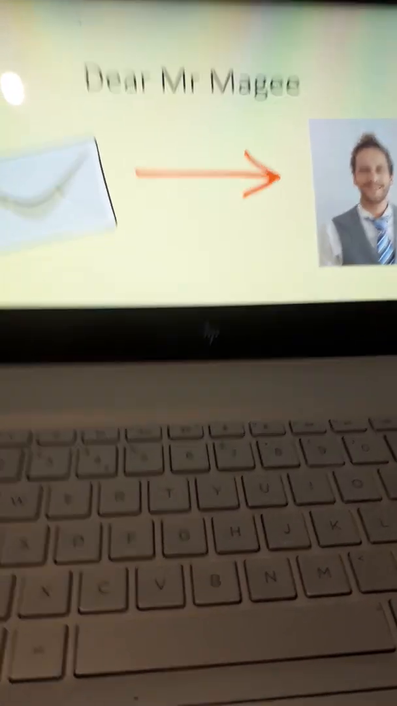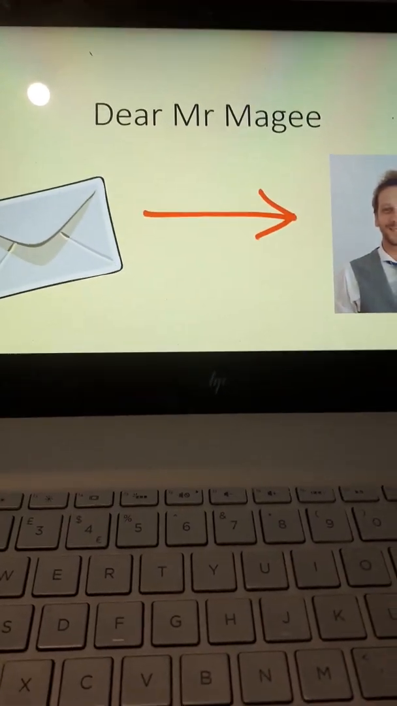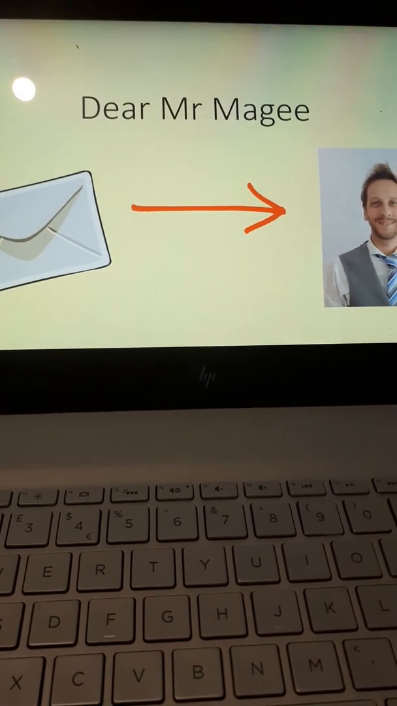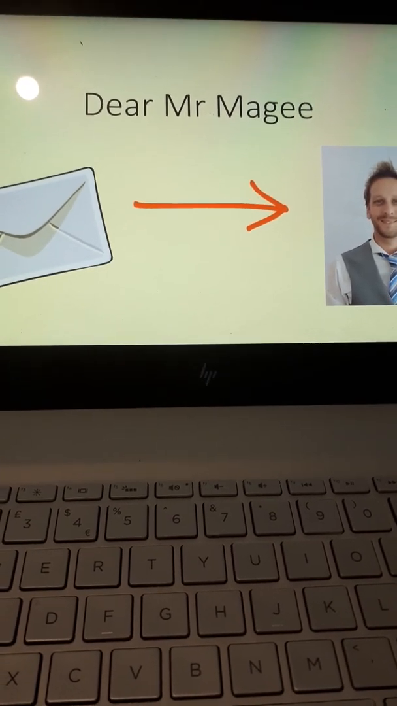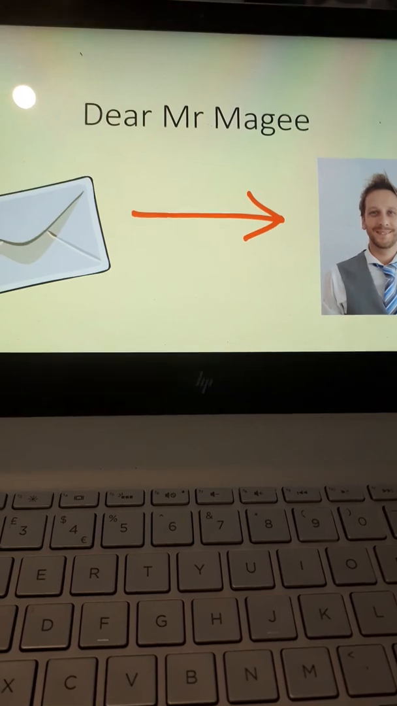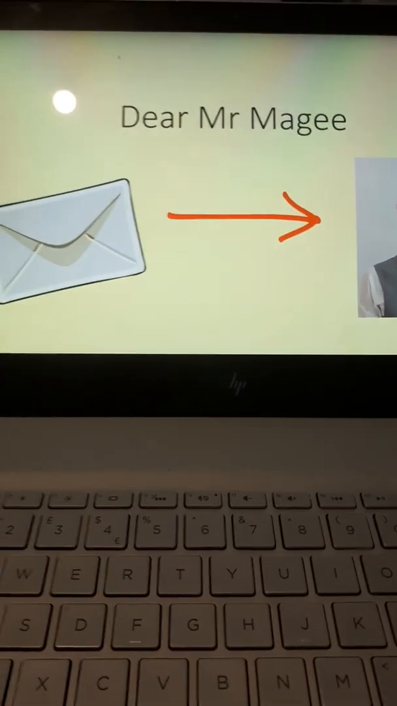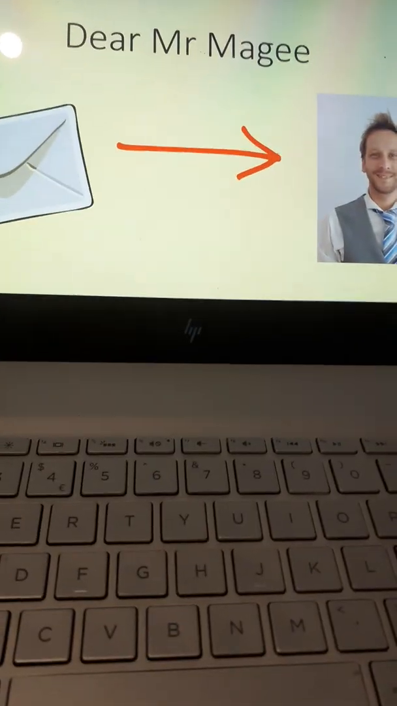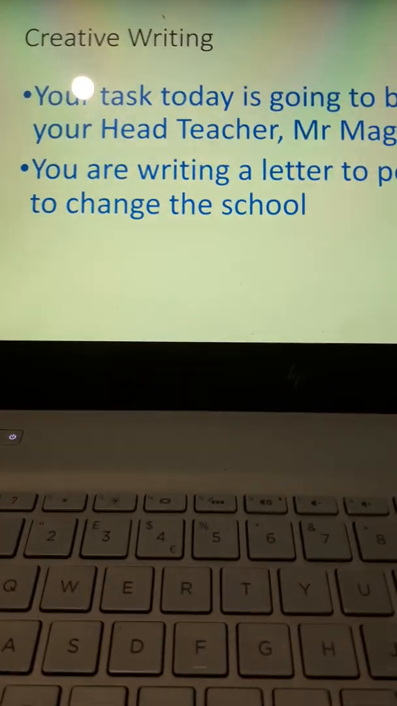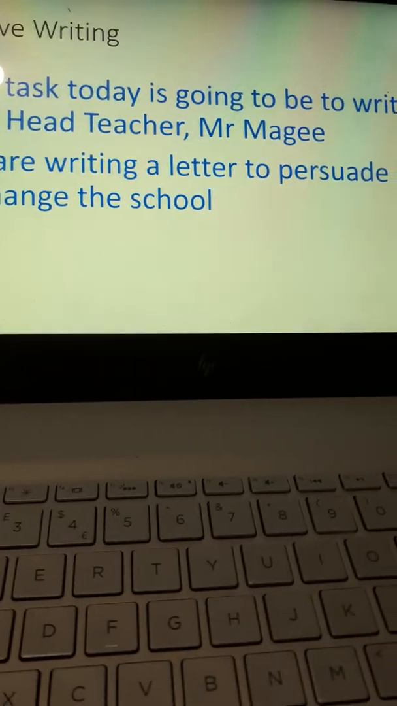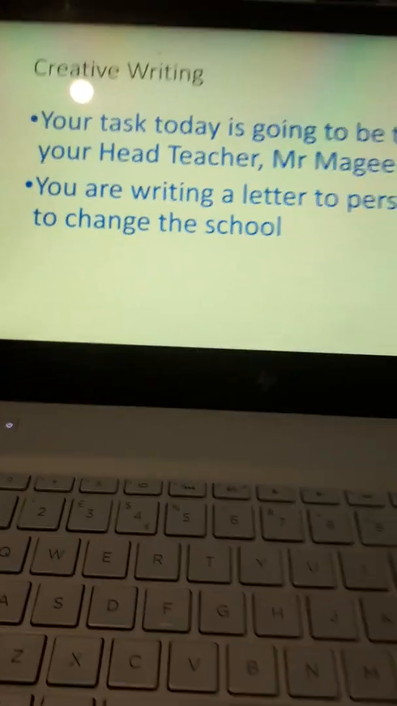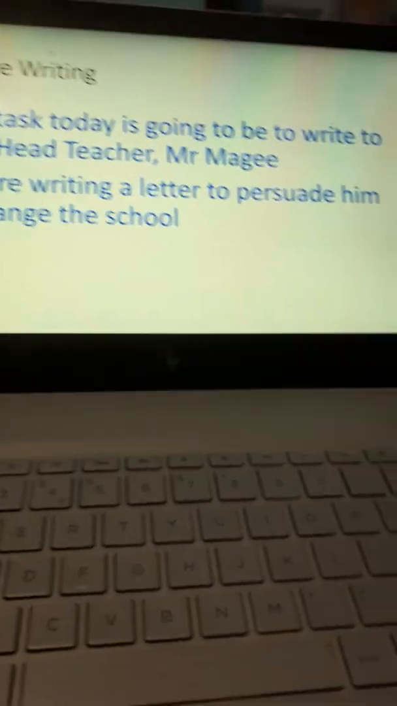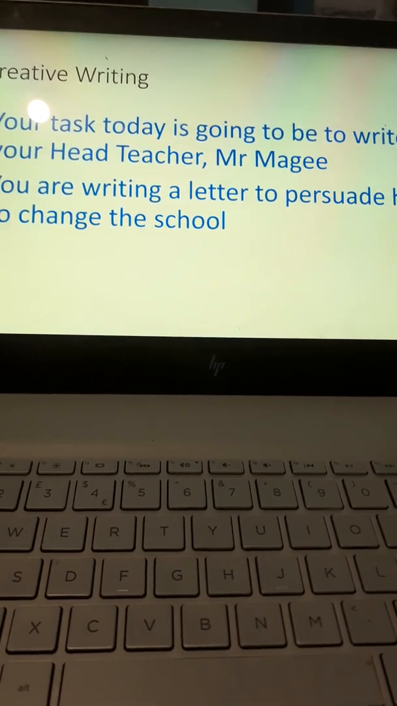Okie dokie. So you've done the face puzzles. The first lesson today is going to be English, or first proper lesson is going to be English, and it's a persuasive writing exercise. Writing to whom? Writing to Mr. Magee, your head teacher. Creative writing. Your task today is going to be to write to your head teacher, Mr. Magee. You are writing a letter to persuade him to change the school for the better.